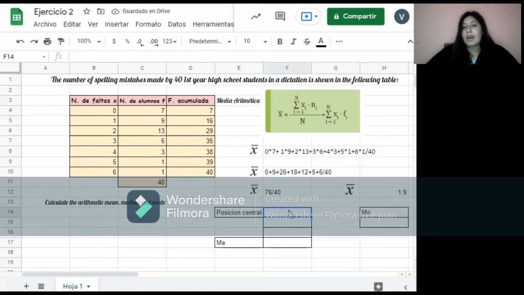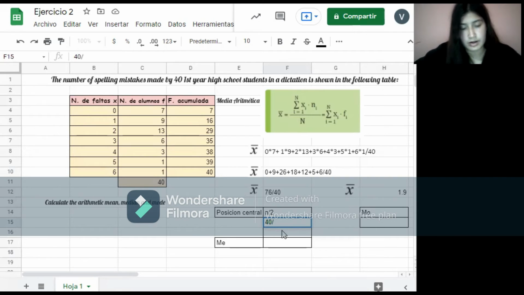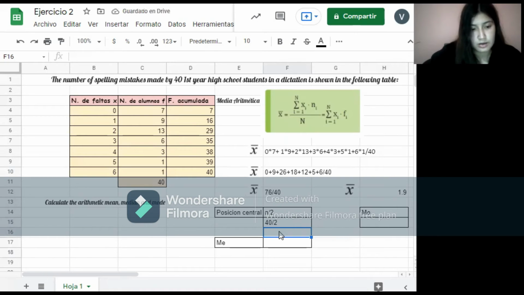For the median, we must obtain the center position, which is the number of the data over 2, and we are left with 40. Forty over 2, result 20.